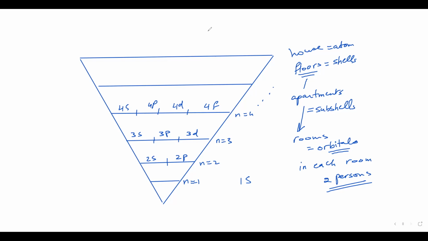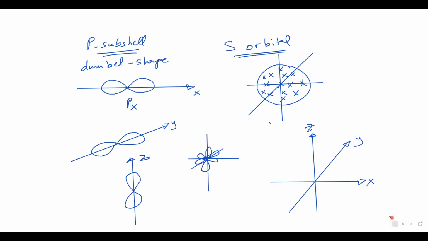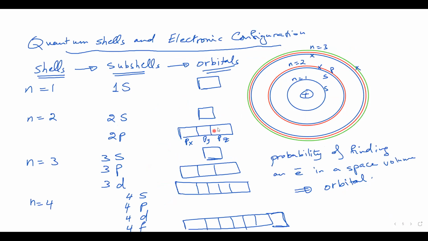So if you can understand the atom in that way, that the atom represents a house, that the shells represent the floors in an atom, the subshells are the apartments inside each shell, and then inside each apartment, we have rooms which correspond to the orbitals. Each room cannot accommodate more than two persons, and here also, in the case of the orbitals, each orbital can take two electrons maximum. It cannot take more than two electrons.